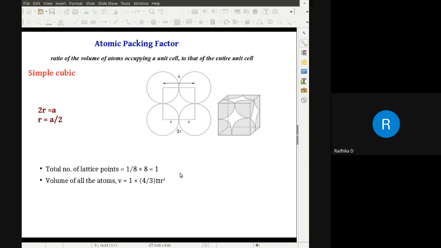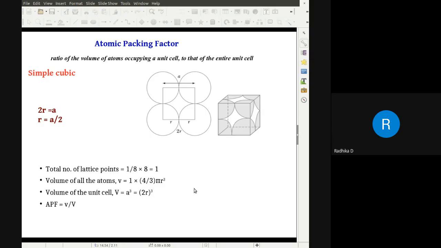The volume of each atom is 4 by 3 pi r cube, so the volume of all those atoms will be 1 into 4 by 3 pi r cube. Now you have this relation R is equal to A by 2, which you can use. At the same time you need the denominator, the volume of the entire unit cell. This is a cubic system, like a cube of the same side, A is equal to B is equal to C, so we say it is just A. The volume of a cube is A cube. I just put this relation between A and R.